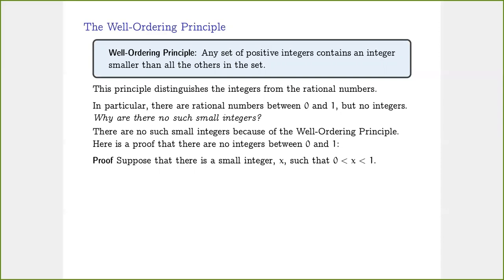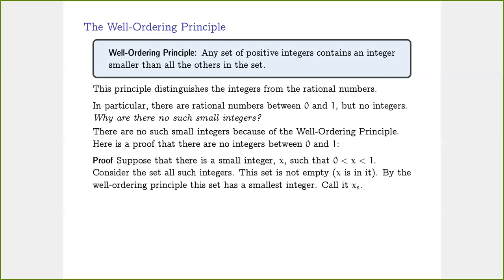So suppose there's a small integer x such that x is greater than 0 and less than 1. Well, consider the set of all such integers. This set is not empty because x is in it. By the well-ordering principle, this set has to have a smallest integer. Call that x sub s.